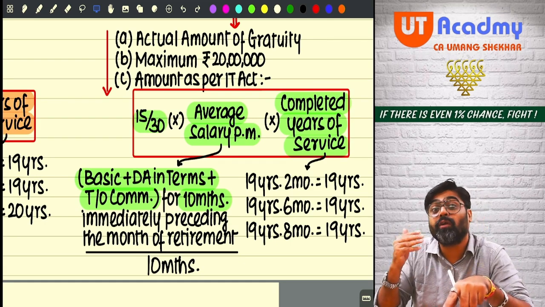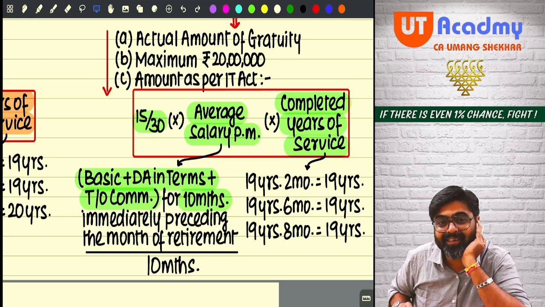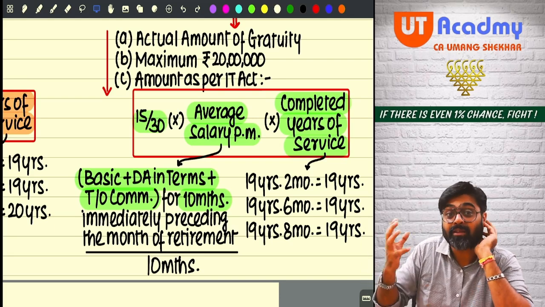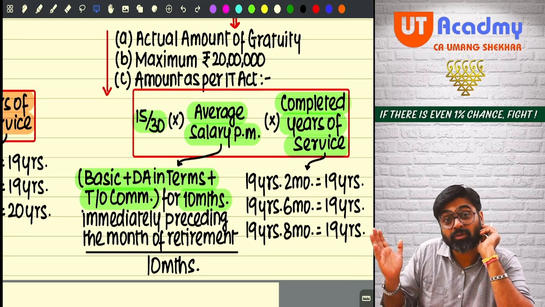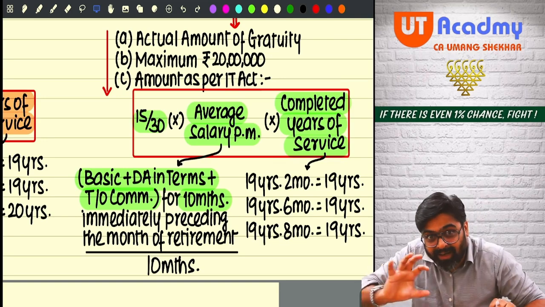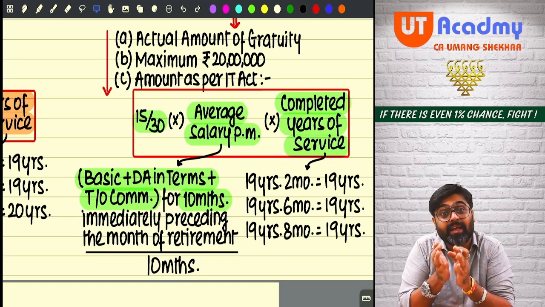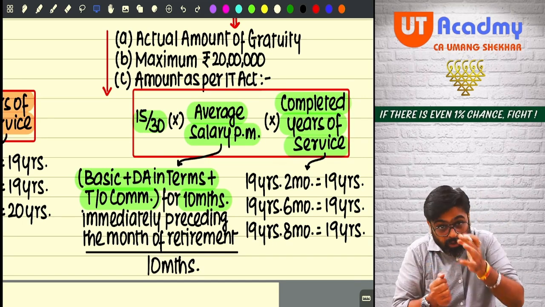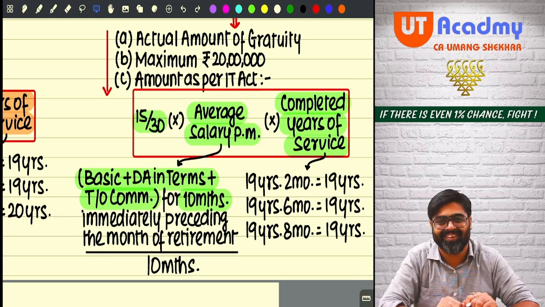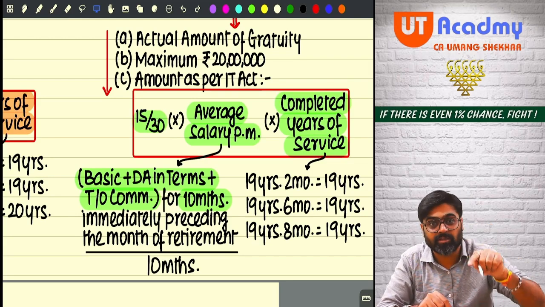Why? Because if we tell you to take last month's salary, what if you and your employer both have manipulated your salary in the last 10 months? And the month immediately preceding the month of retirement, your salary was highest. So we will spread that amount over 10 months. We will take the average of 10 months. So whatever increase has taken place during these last 10 months gets washed out, gets averaged out. Getting my point? But for that, the salary needs to be taken on an average basis.